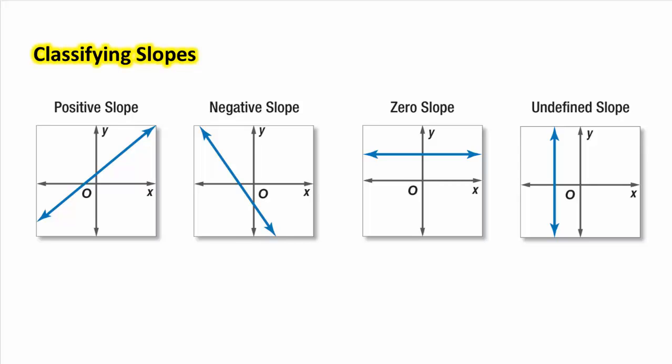Now, when we're talking about classifying slopes, there are four different ways this can be done. If we're moving from left to right on the coordinate graph and the line is going up, then it is a positive slope. If we're moving from left to right and it's going down, then it's a negative slope. A zero slope is just a horizontal line, and a line that is vertical will have an undefined slope. Now we're going to take a look at each one of these now.